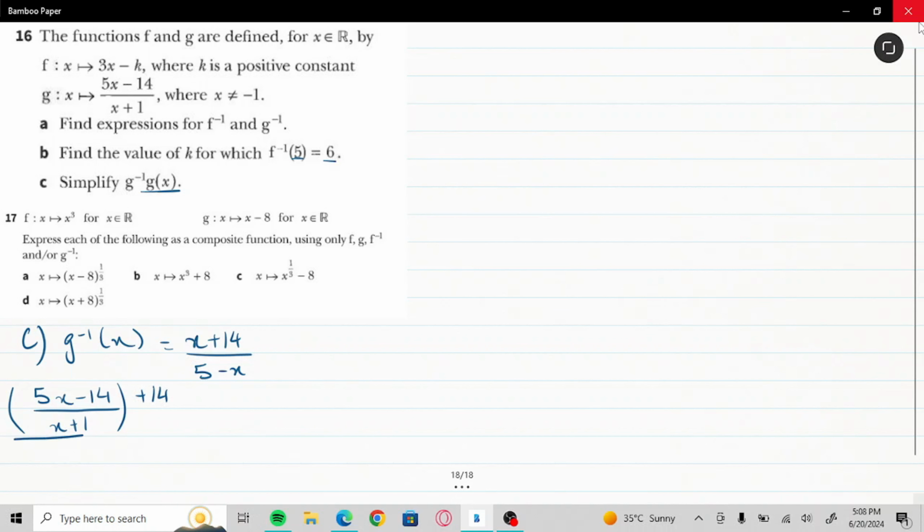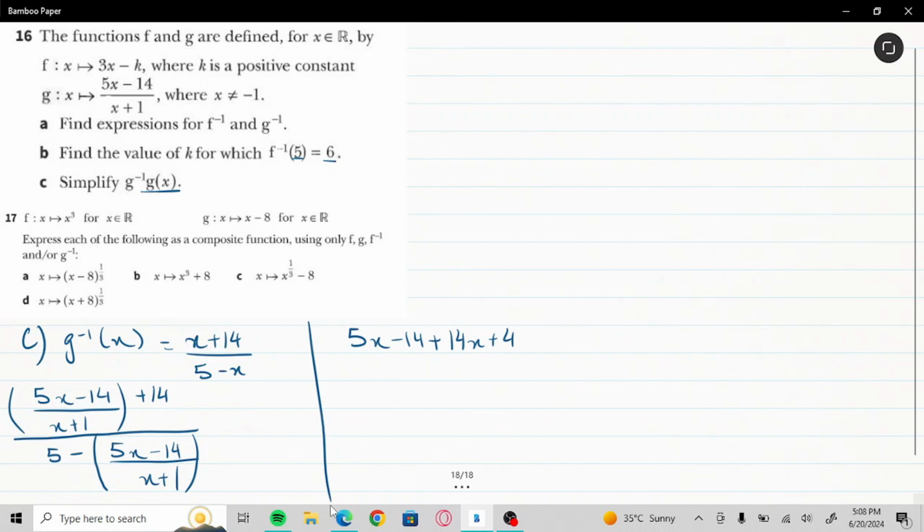Okay, and divide this whole by 5 minus 5x plus 5x minus 14 divided by x plus 1. Okay, simplify this. 5x minus 14 plus 14x plus 14. Again, I'm telling you we are taking the LCM in this case. Plus 14. You're taking the LCM for multiplying 14 by x plus 1. So what you do next is divide by x plus 1.